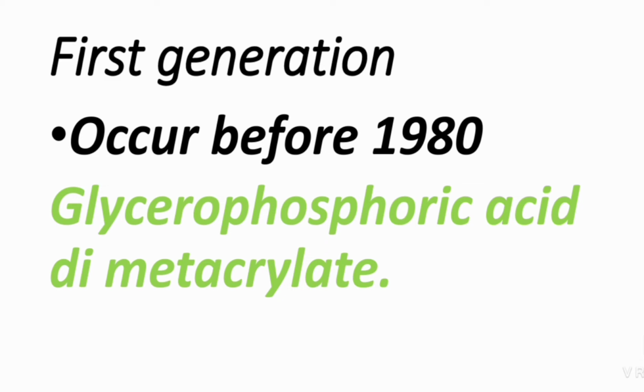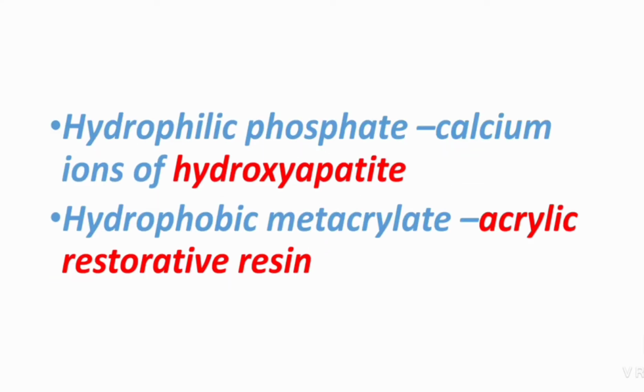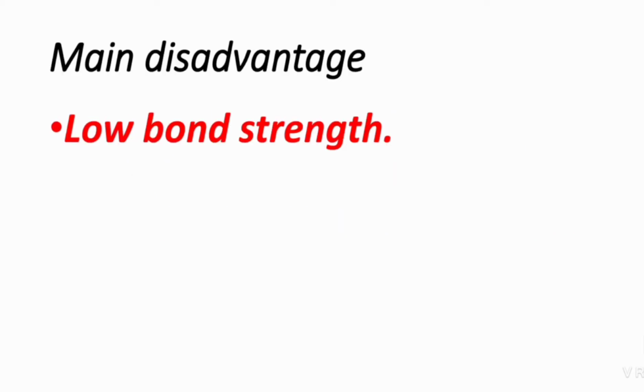They used glycerophosphoric acid dimethacrylate to provide a bifunctional molecule. The bifunctional molecule, referred to as the dentine bonding agent, should contain both hydrophilic and hydrophobic components. It was explained in detail in the first lecture. The hydrophilic phosphate part reacts with the calcium ions of hydroxyapatite, while the hydrophobic methacrylate group bonds to the acrylic restorative resin. The main disadvantage of this generation was that it provided very low bond strength.